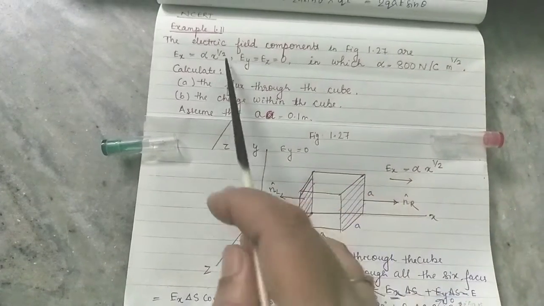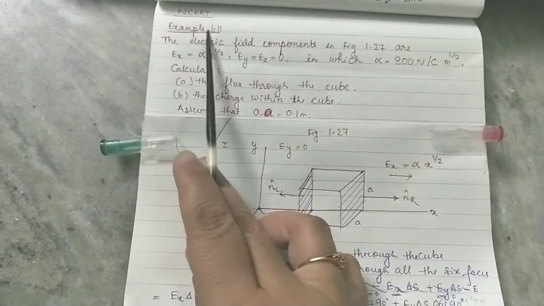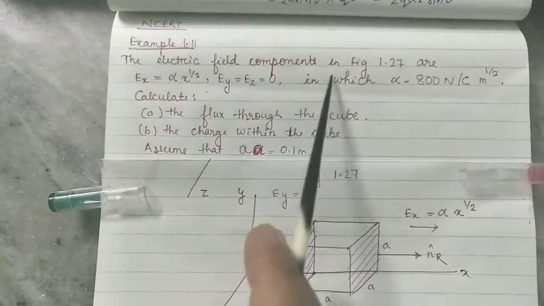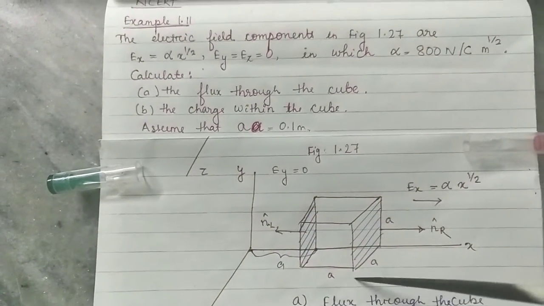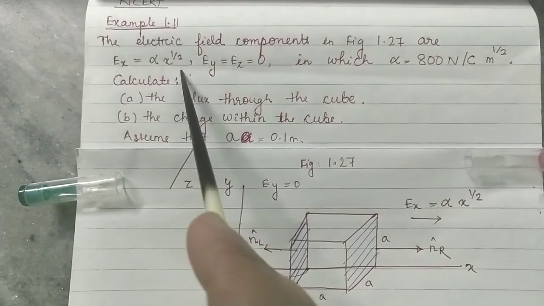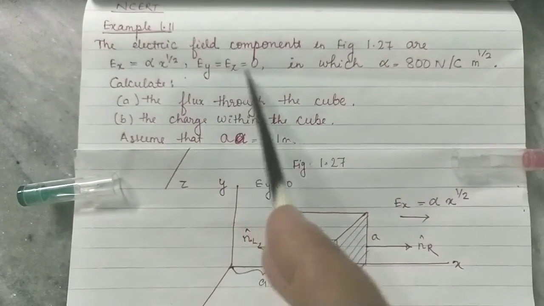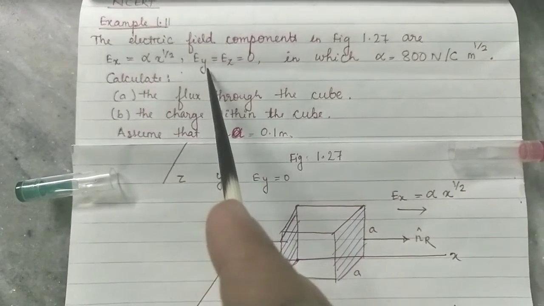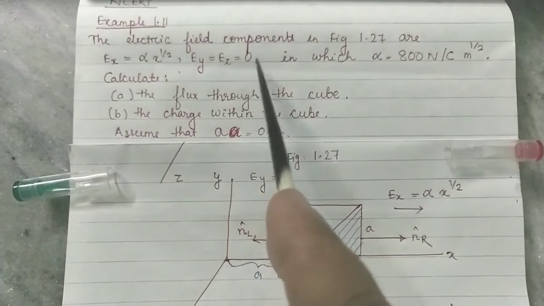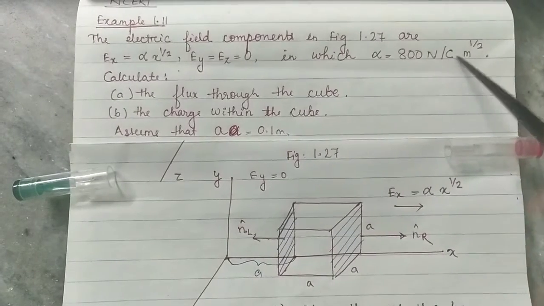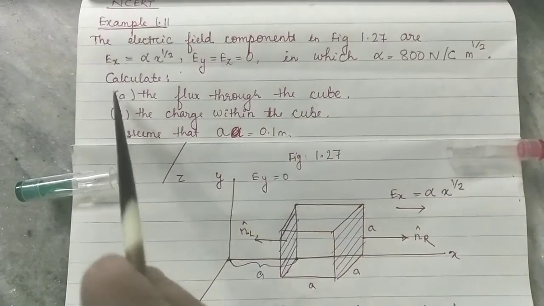Hello students, now we'll solve NCERT example 1.11. The question goes like this: the electric field components in figure 1.27, which I have drawn here, are Ex equal to alpha x to the power 1 by 2, Ey equal to Ez equal to 0. Electric field along the x component is there, but along the y and z components it is 0, in which alpha equal to 800 Newton per coulomb meter to the power 1 by 2.